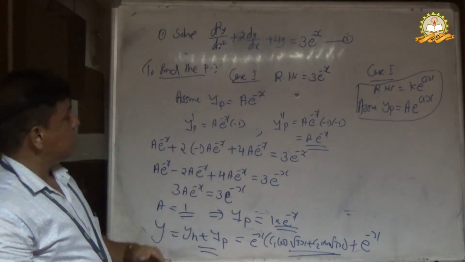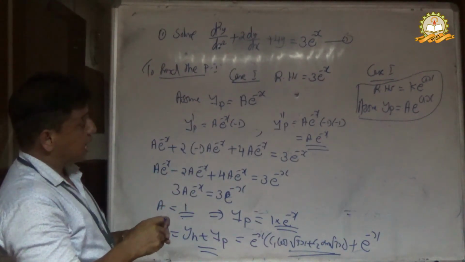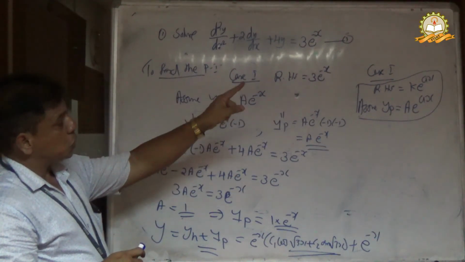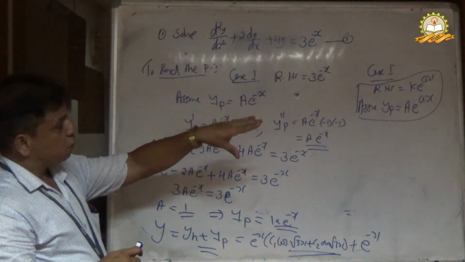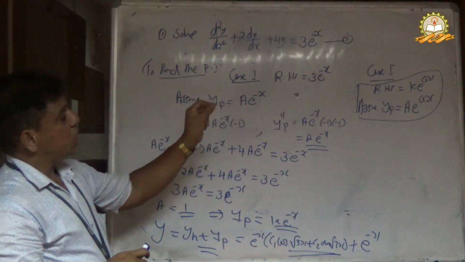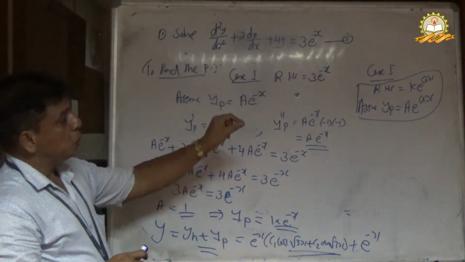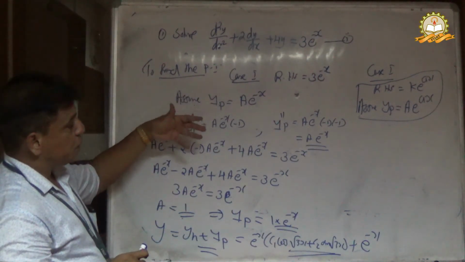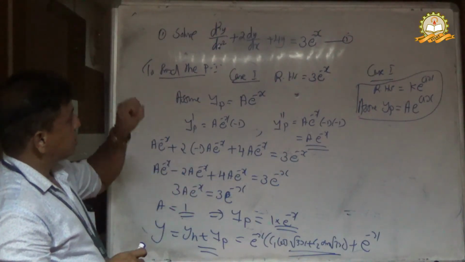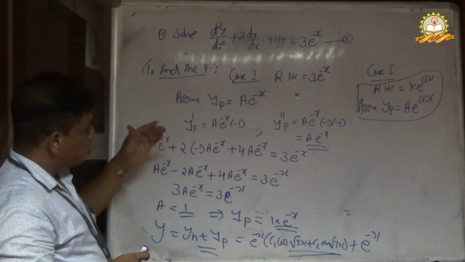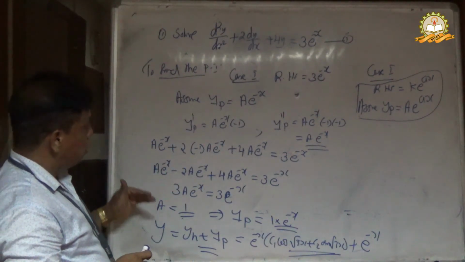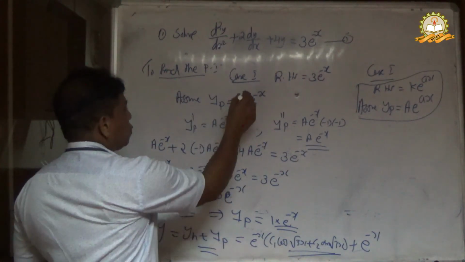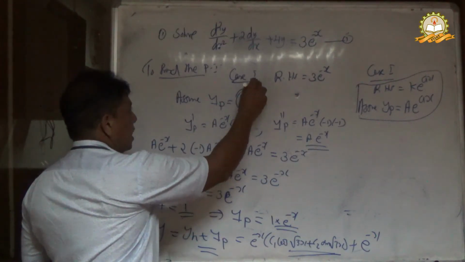For the e raised to minus x part, here we consider case 1. The right hand side is in the form of k into e raised to ax. If the right hand side is in that form, we assume yp as a into e raised to ax. Then we take the first derivative and second derivative, substitute in the given problem and solve to get the value of a. Our aim is to find the value of the constant a.